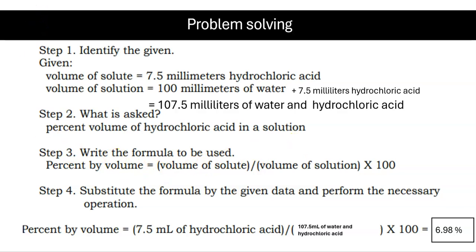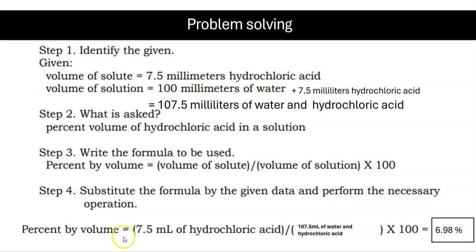Step 3, write the formula to be used. So the formula is percent by volume is equal to volume of solute divided by volume of solution times 100. Then step 4, substitute the given data into the formula and perform the necessary operation.